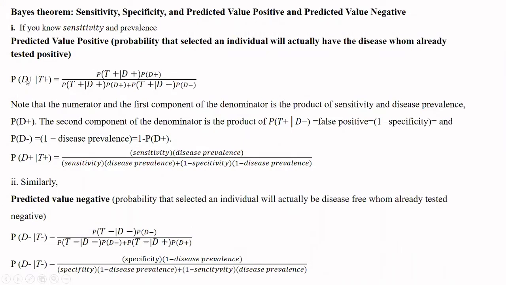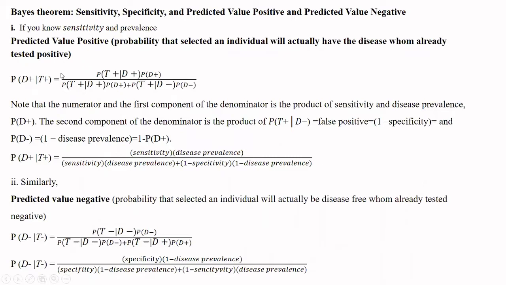Probability that the patient will have the disease condition, the test is positive. That is, a selected individual will actually have the disease who has already tested positive. Some individuals have already tested positive. What is the probability the selected individual will actually have the disease?